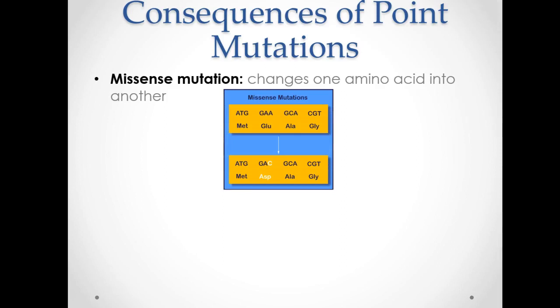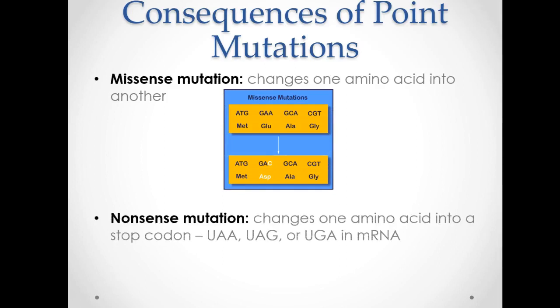Next one I'm going to talk about is a missense mutation. So we're still, let me back up, we're still talking about point mutations. What happens when you have a point mutation? A couple things could happen. We could have what's referred to as a missense mutation. This is a type of point mutation where we're changing one amino acid into another amino acid.